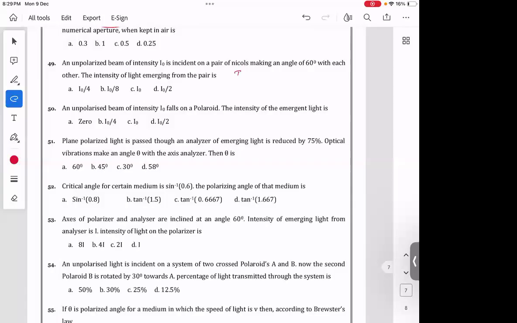So when the unpolarized light is incident, what is the Malus law, students? It is I naught by 2 cos square theta, right? What is theta? You can take 60 degree. If you take theta equals 60 degree, then cos 60 value will be 1 by 2. 1 by 2 squared will be 1 by 4. So I naught by 2 into 1 by 4 becomes I naught by 8. So option B will be the right answer.